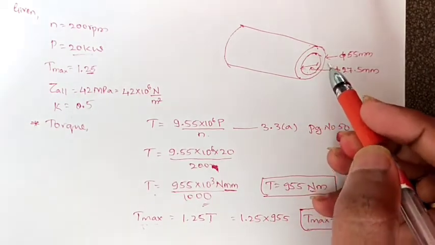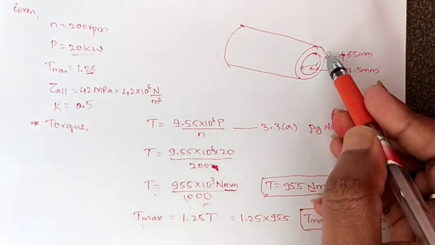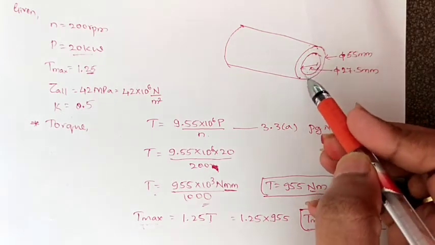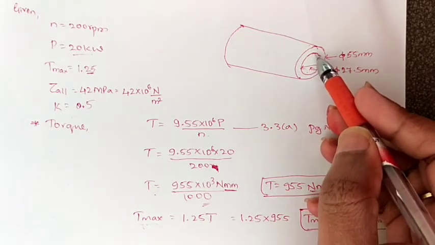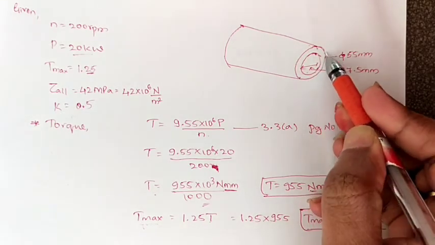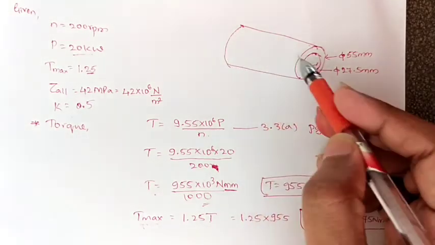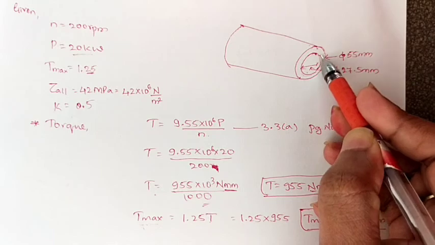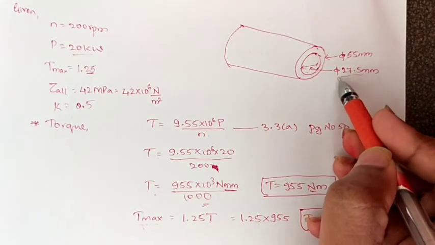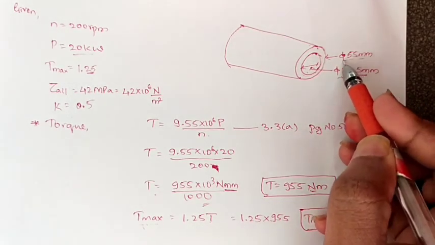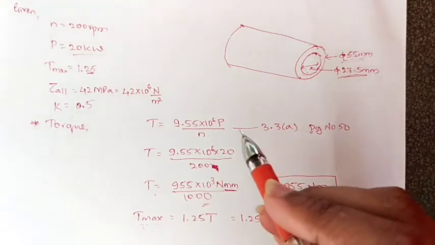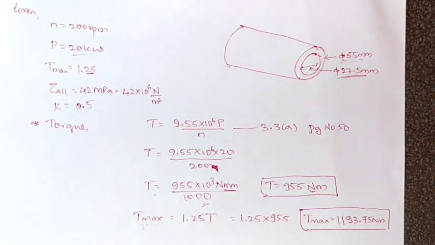Here, because it is a hollow shaft, you are having two diameters. One is the outside diameter. And if there is a hole throughout this section, a hole of diameter, okay, 27.5 and 55. These are the two values of diameter you need to find.